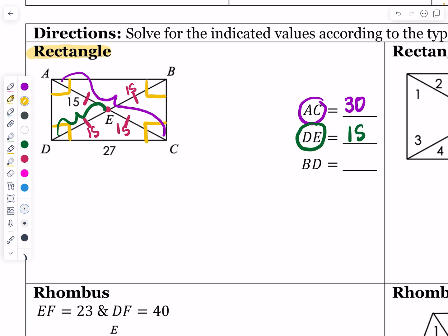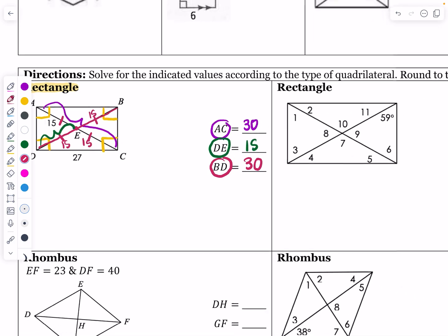And then what is B to D? B to D is going to be B all the way to D, so that's stretched all the way across. B to D is going to be 15 plus 15, which is going to give me a sum of 30. So that's a full diagonal. So both full diagonals are 30. Each individual piece is 15.